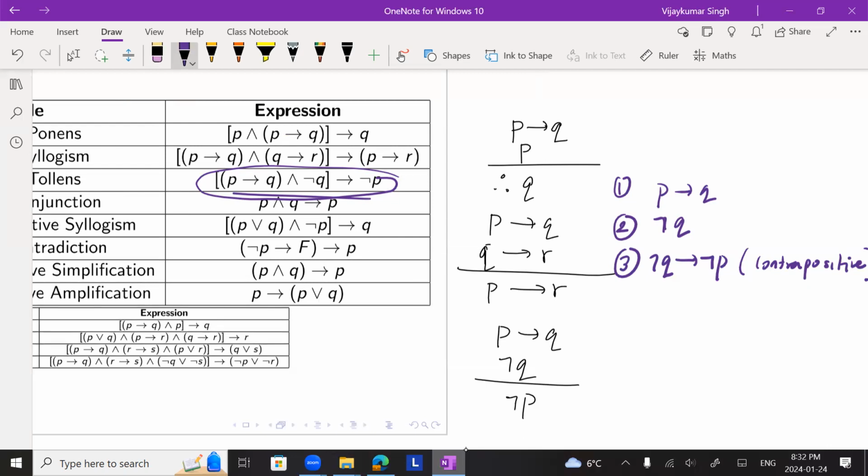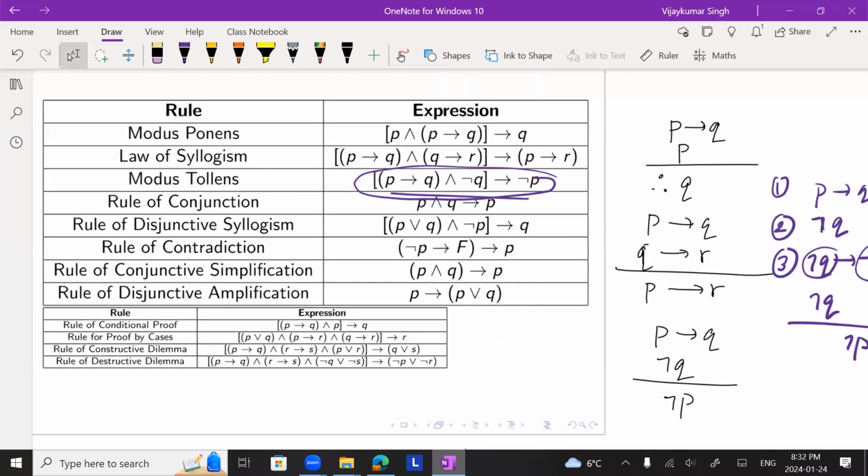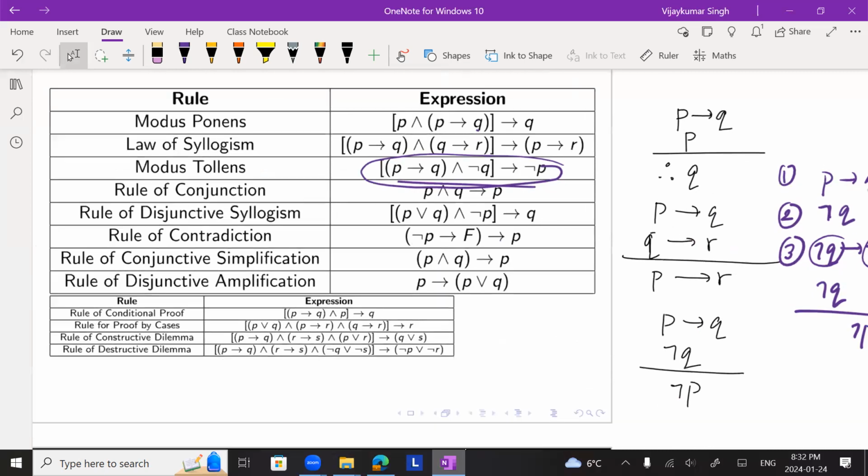Yeah, P implies Q, and then we have negative Q. This implies what? Negative P, right? Modus tollens is exactly the same as modus ponens, of course, with a contrapositive included. Okay. Well, you don't need to worry so much about it. Let's look at some more problems.